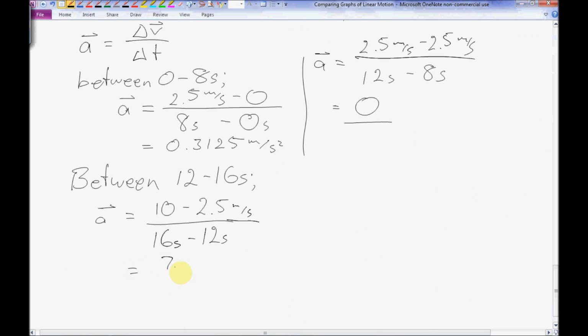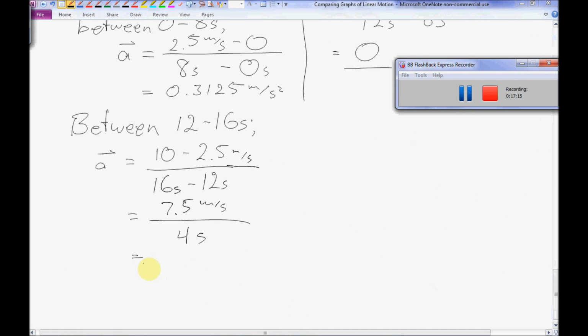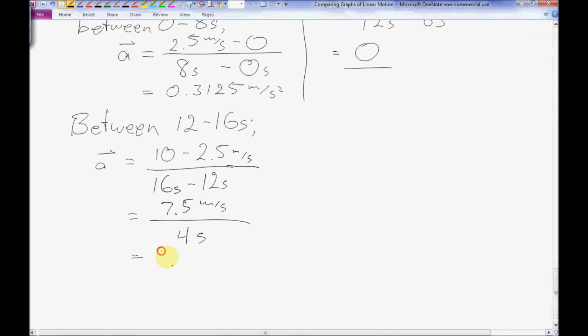So that works out to be 7.5 meters per second as the change in speed. Change in time is 4 seconds. So 7.5 divided by 4 is 1.875 meters per second squared.